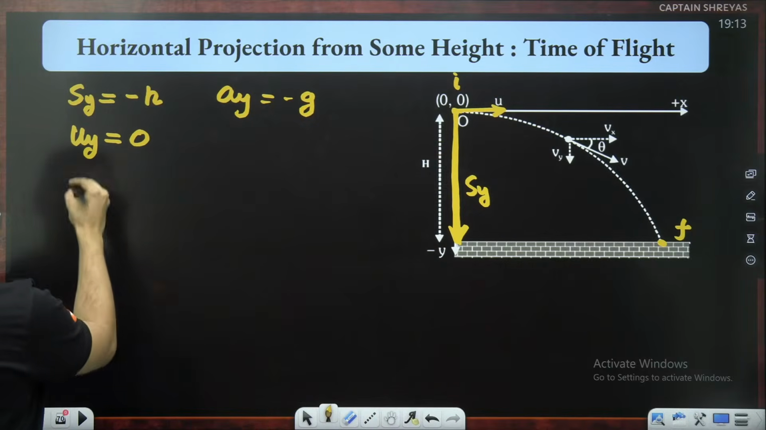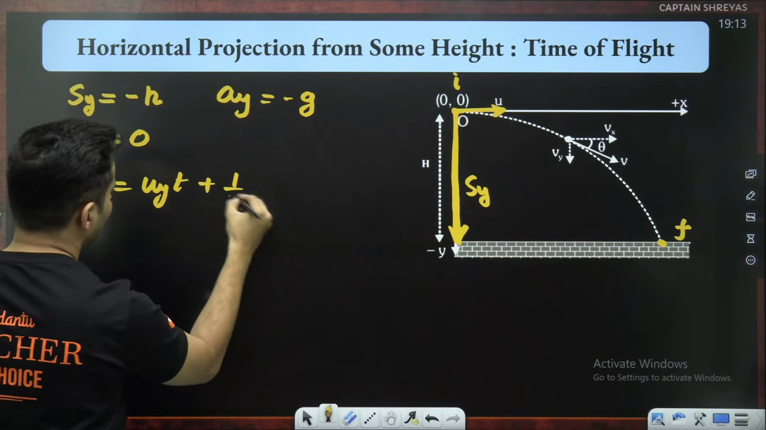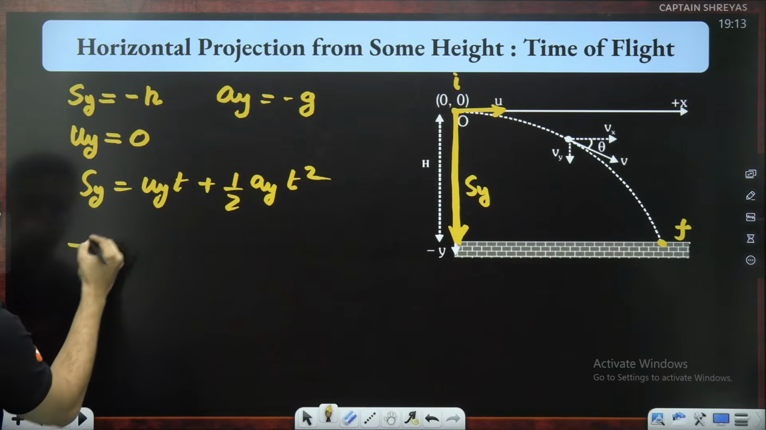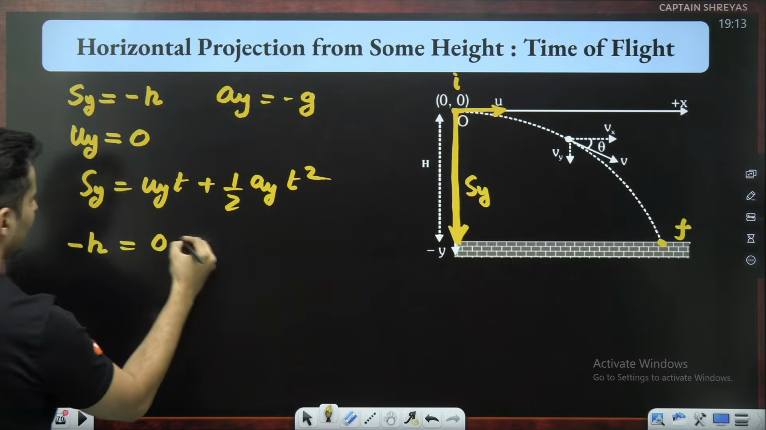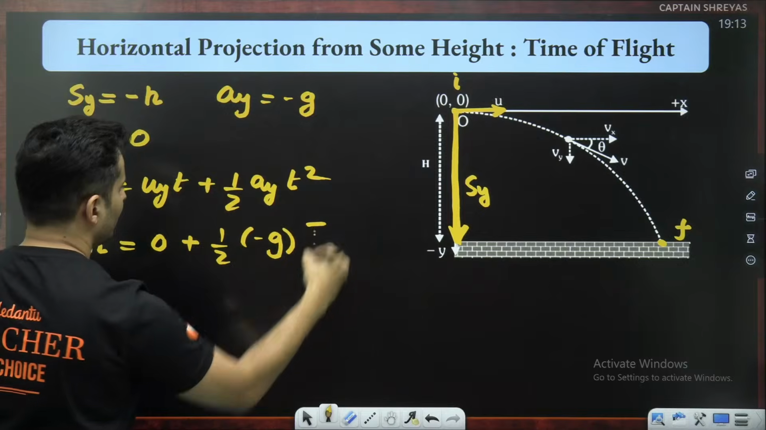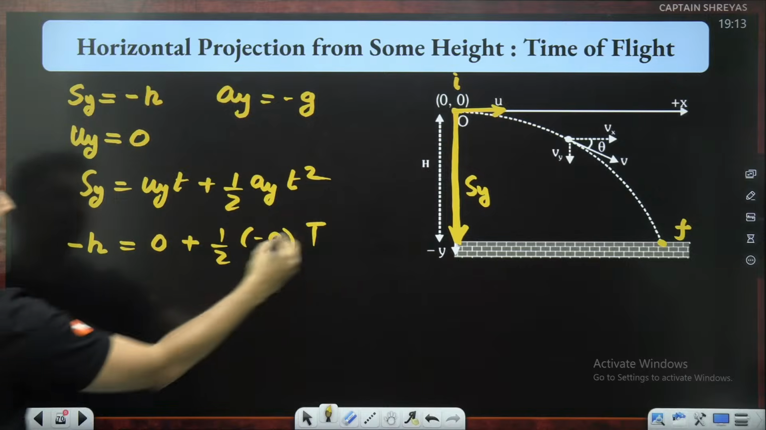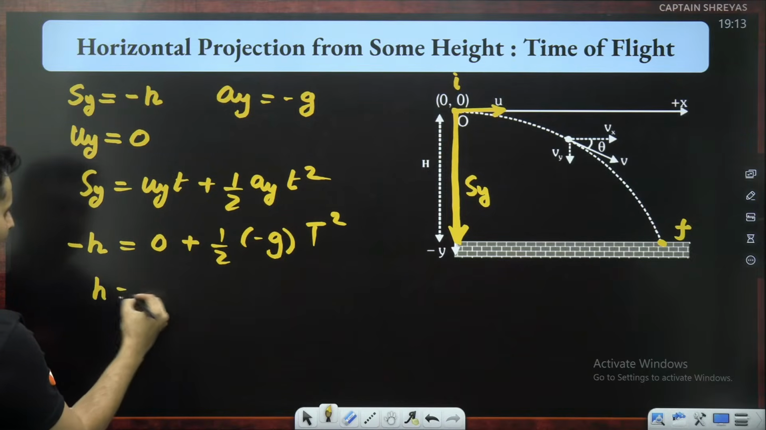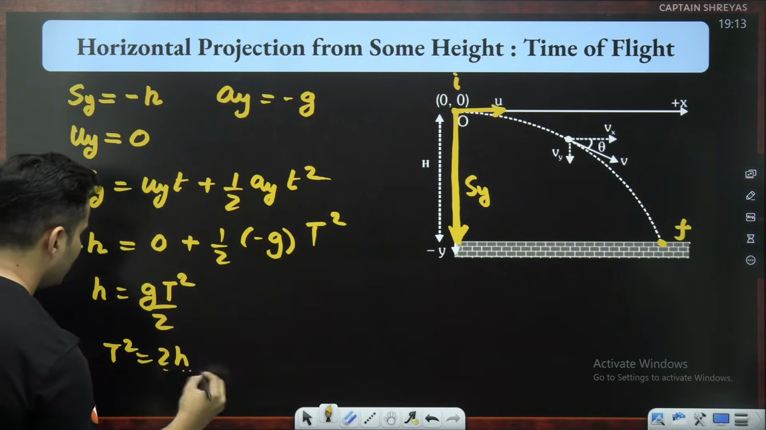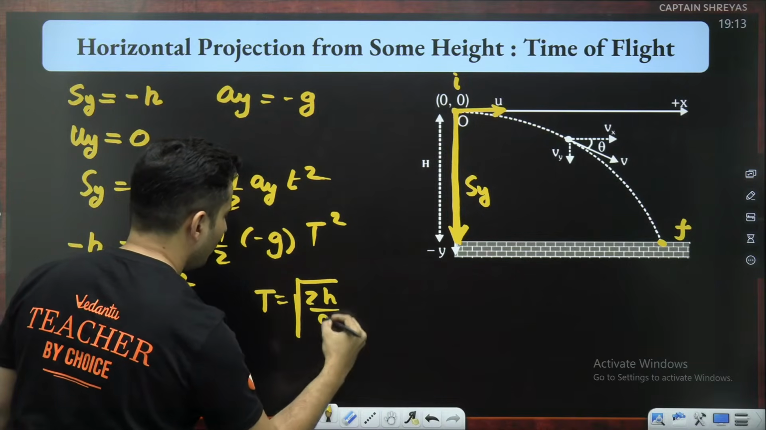Which equation? S is ut plus half at square. Sy is minus h, Uy is 0, plus half into acceleration negative g, times total time t square, right? Minus minus will obviously cancel. So h will become gt square by 2, or rather t square will be 2h by g, so t will be root of 2h by g.